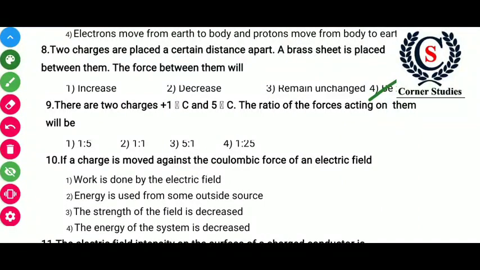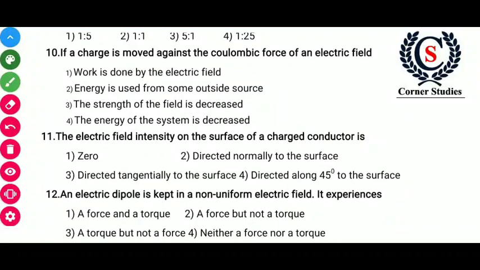The ratio of forces acting on them will be? Answer: 1:1. Next question. If a charge is moved against the Coulombic force of an electric field, then: work is done by the electric field, energy is used from some outside source, the strength of the field is decreased, the energy of the system is decreased. What is the answer? Energy is used from some outside source.